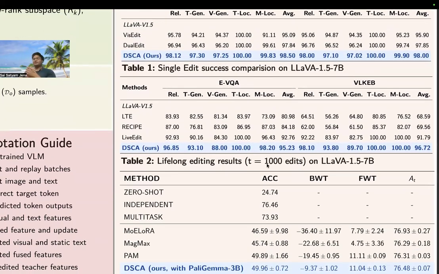Lifelong edit equals 1,000 edits. What we do is sequential edits. First, let's teach the model one task. Then let's teach the model another task. Like this, we teach the model 1,000 tasks sequentially.